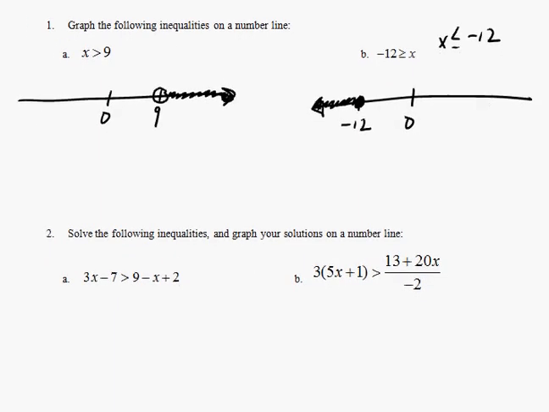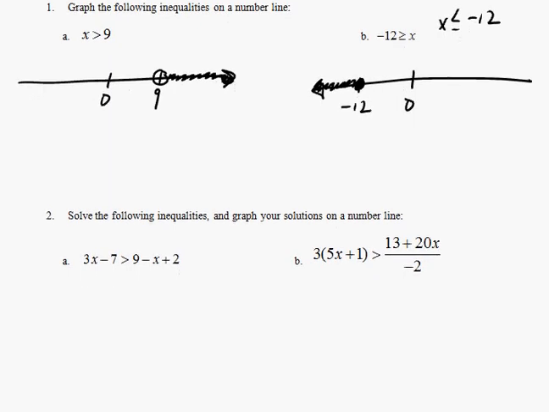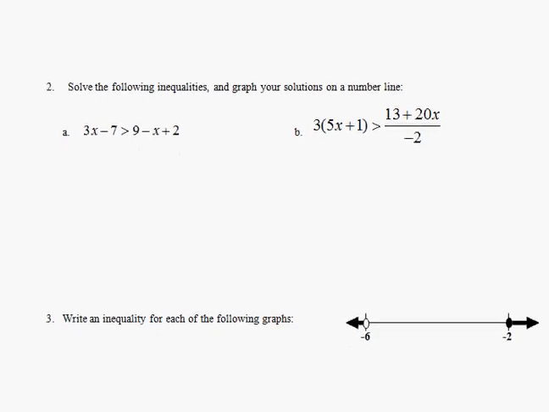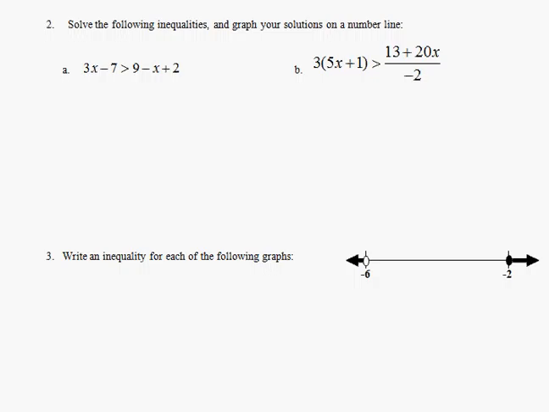Number 2 says to solve the following inequalities and graph your solutions in a number line. Go ahead and pause the video and give 2A and 2B a try. Okay, let's start by solving 2A by simplifying the right side of the inequality. I'll leave the left side alone, and I'll combine the like terms on the right, which are 9 and 2. So 9 plus 2 is 11. So we have the opposite of x plus 11.